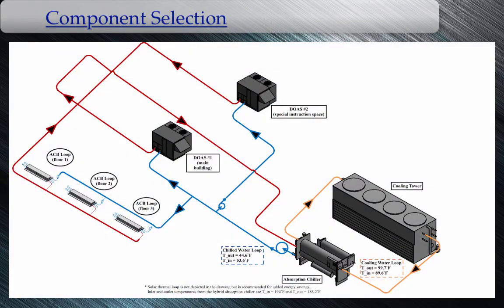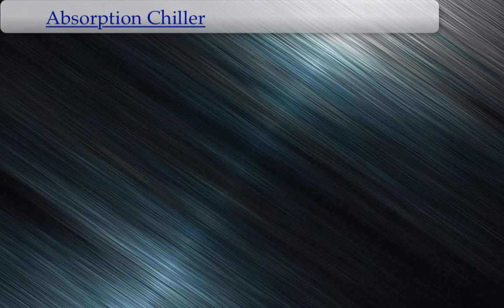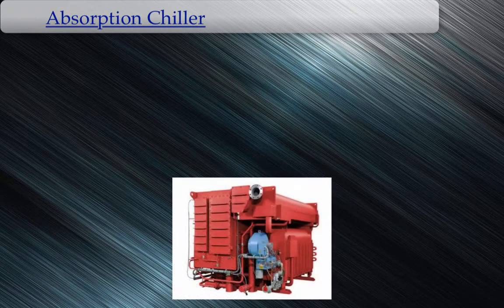Component selection. The necessary components supporting the active chilled beam system include a chiller, cooling tower, heat generation unit, air distribution unit, and active chilled beams. Chiller. The chiller selected for this application is a direct-fired 150-ton hybrid absorption chiller utilizing water as its refrigerant and lithium bromide as its absorbent.